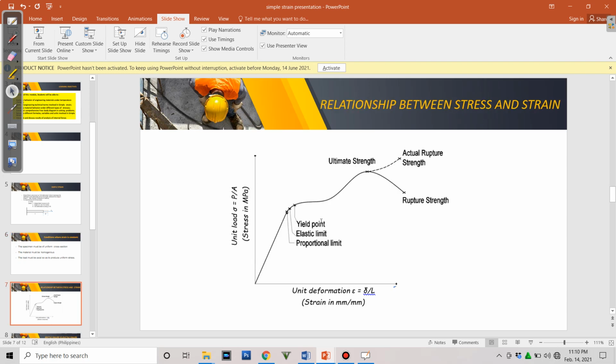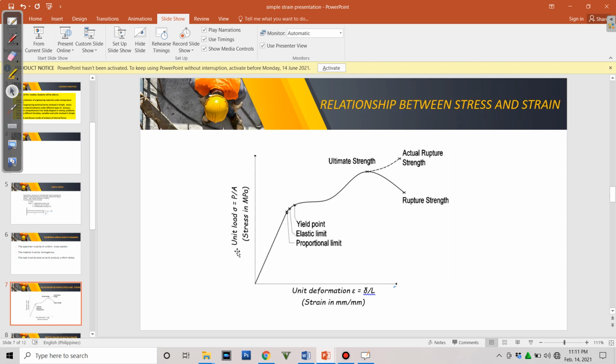So we have here the relationship between stress and strain. It is actually portrayed in this stress-strain diagram. This diagram is the result of a tensile test, where the material is gripped at both ends, and then a loading is applied with a gradual increase, and from that, unit load is plotted.